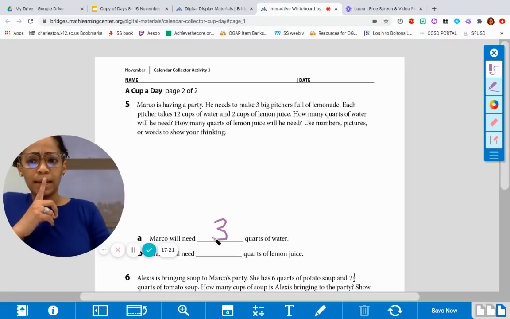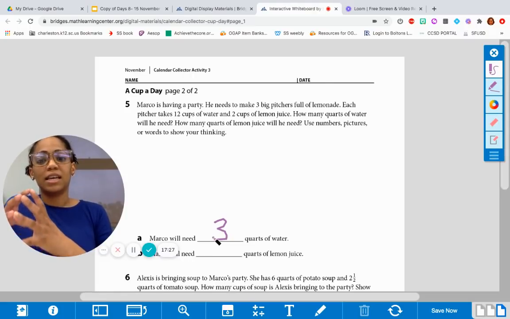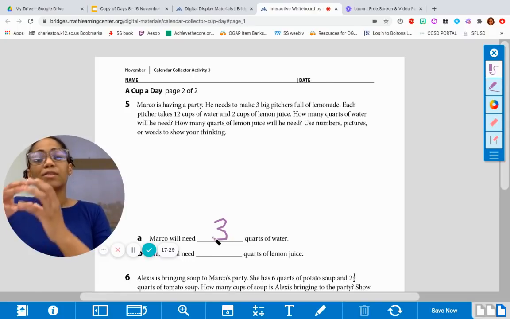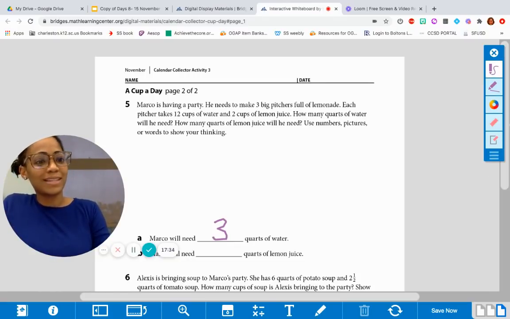Each pitcher, oh wait. Hold on. He wants to make 3 big pitchers, and each pitcher is going to take 12 cups. So that's 3 quarts in each pitcher. So it's not 3. So what is it? 3 times 3, which is 9 quarts of water, because he needs 3 quarts for each pitcher.